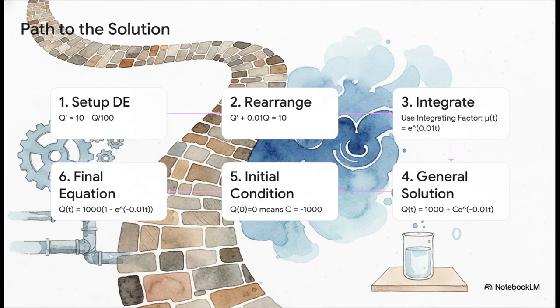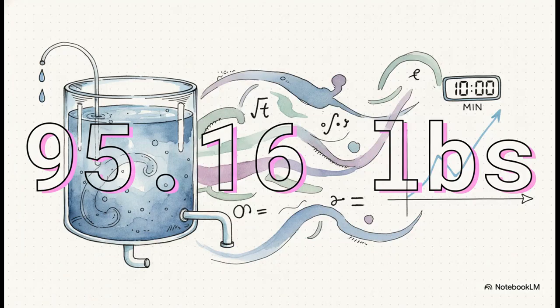But we only care about our tank, and this is where the initial condition is so important. We know our tank started with pure water, right? So at time 0, the amount of salt, Q, was 0. We plug that in, and it lets us solve for our specific C. And once we have C, we have our final, unique equation that perfectly describes the salt in our tank at any time t.